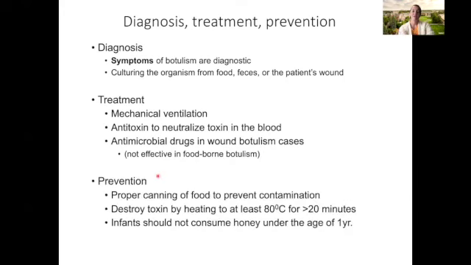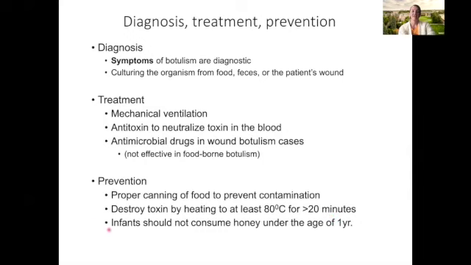And like we've all heard before, prevention is better than treatment. If a person likes to can their own vegetables from their garden at home, making sure that they're using proper canning techniques to prevent contamination of their food. The toxin itself can be destroyed by heating it to at least 80 Celsius for about 20 minutes or more, which is a pretty long time and a pretty high temperature, but that will destroy the toxin and make food safe to ingest.